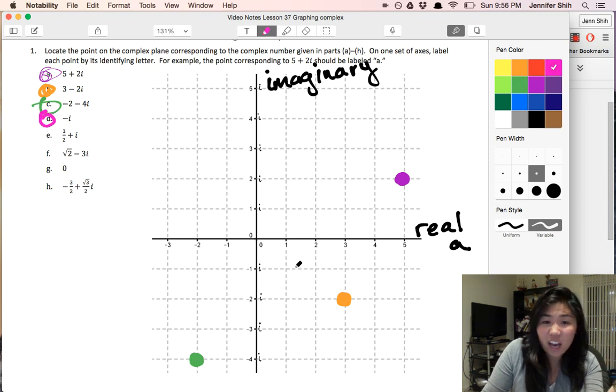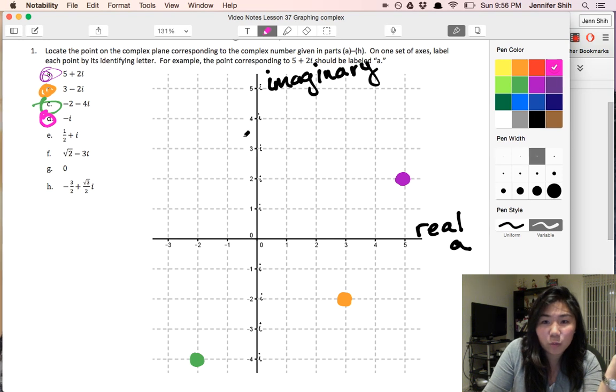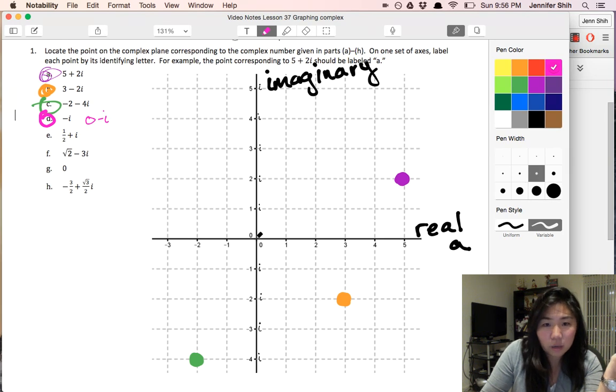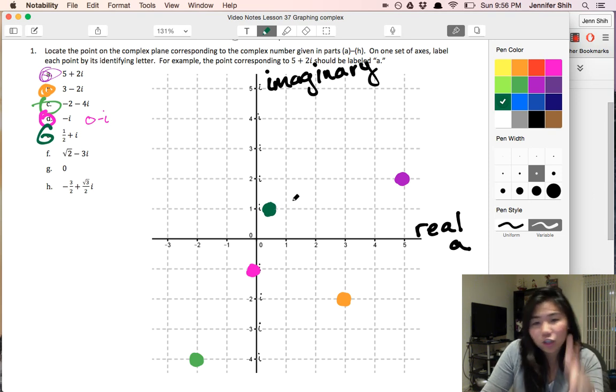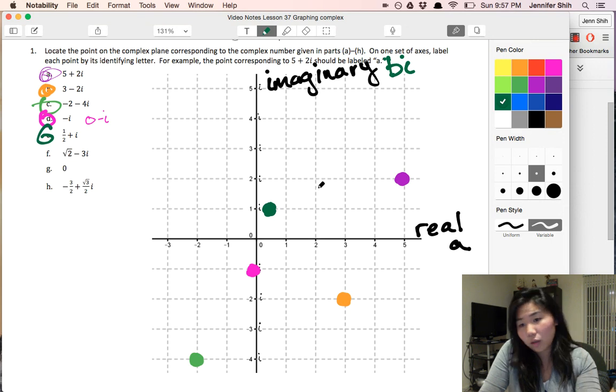How about just negative i? There's no real number part, so it would just be 0 minus i. So we would go to 0, and then we'd go to minus i. Okay. We have 1/2 and then positive i. So I'm going to go about 1/2 and then a positive i. And I'm just plotting points. Simple as that. The real numbers are on the x-axis, and the imaginary on the y-axis.